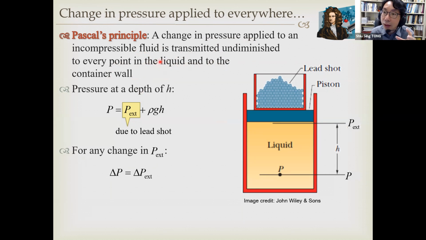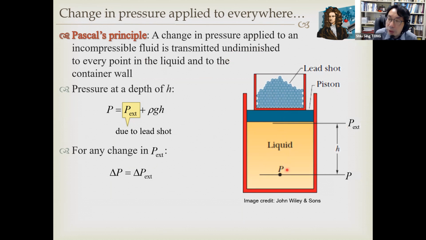And if you consider water, which is almost incompressible, then the pressure will be transmitted undiminished, that means without lowering, to every part of the fluid. Okay. Now, this is an example.